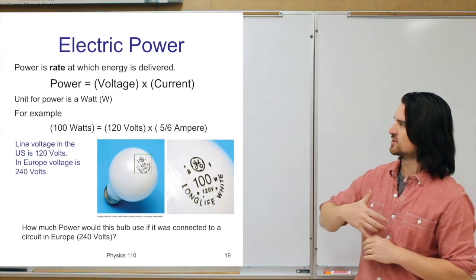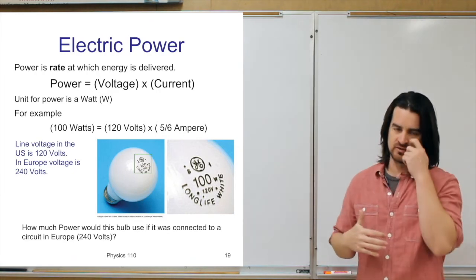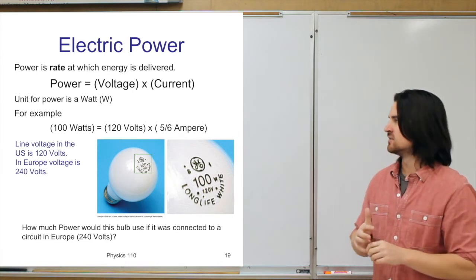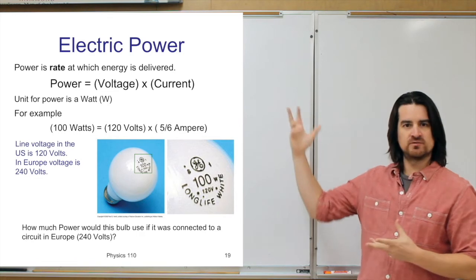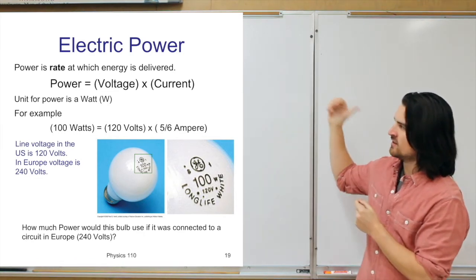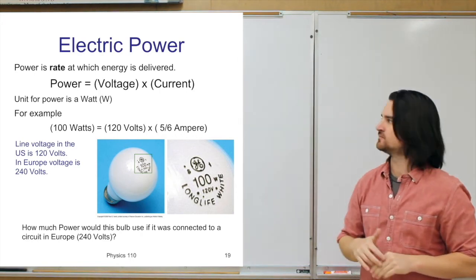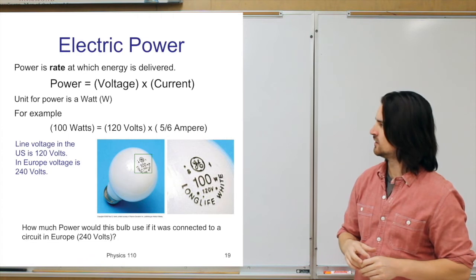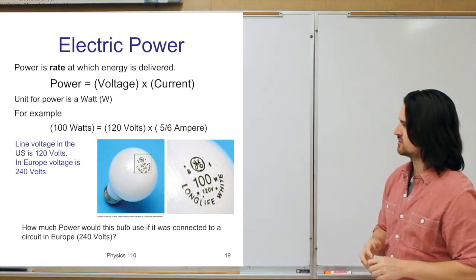And in terms of electrical circuits and electrical current, you can calculate the power that's being delivered, or that's being expended, depending on how you want to look at it, by multiplying the voltage difference that's being applied to a component, like a light bulb, and the current that's flowing through that component. And the unit for power is a watt. We use W for short.